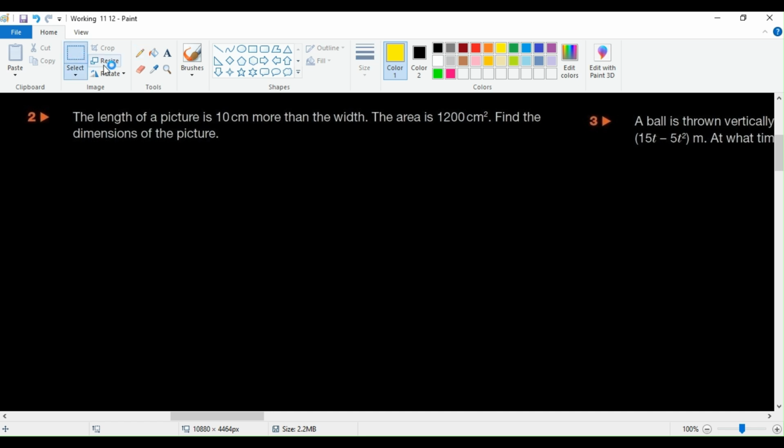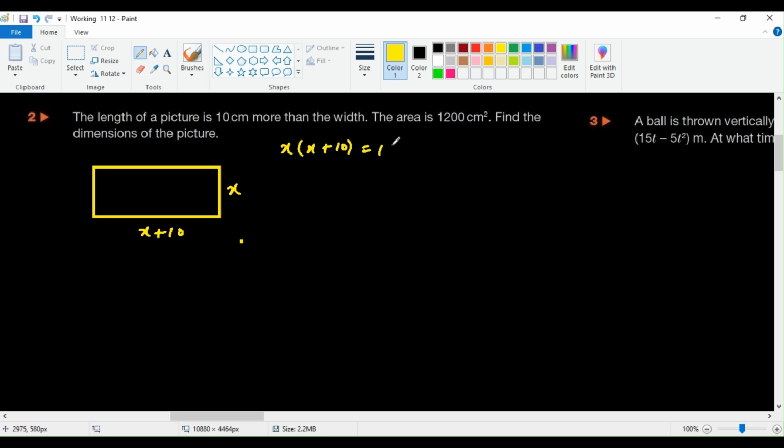Here it says the length of a picture is 10 centimeters more than the width. That means if, for example, this is the rectangle, and this is going to be x, so this is going to be x plus 10 more. So that means x times x plus 10 is equal to 1200. So this gives us x square plus 10x equals 1200, or we can write x square plus 10x minus 1200 equals 0.